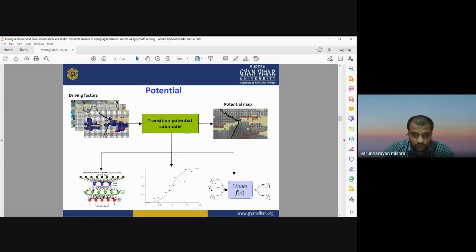And when we put all this information into our model, maybe cellular automata, neural network, or logistic regression, we will get some output. That will be the future landscape scenario, the location of the change in the future time. Okay, so I will show you a case study.